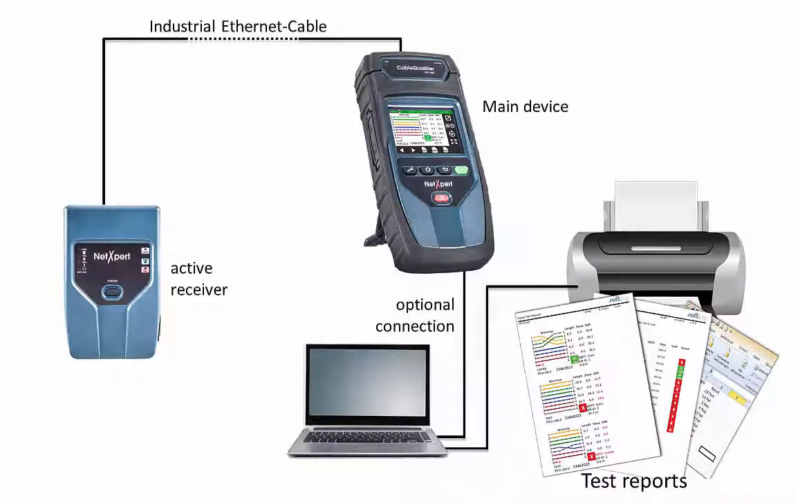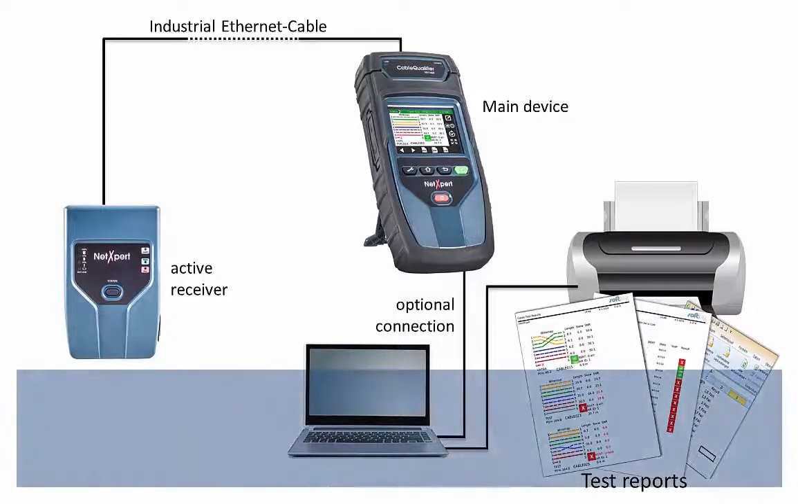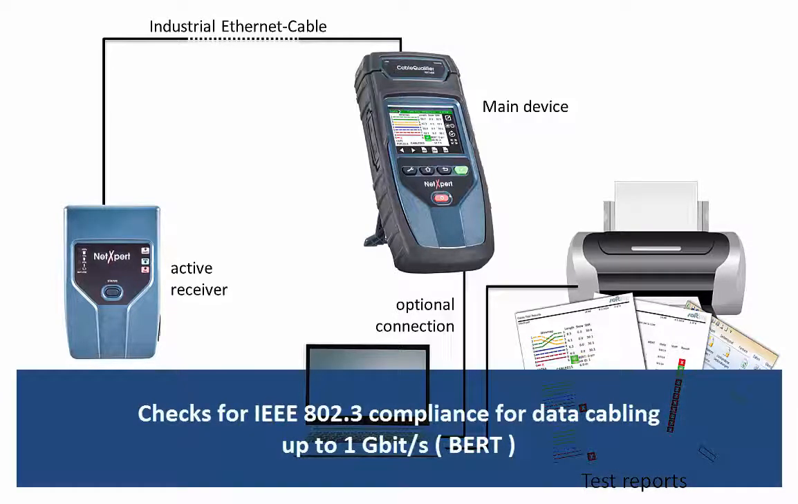Irrespective of the category of cables and connectors installed, a pass-fail result indicates whether the existing cabling can support data rates up to 1 gigabit per second. With the use of real data, the NetExpert 1400 performs fault rate tests in order to define whether 100 megabit or 1 gigabit can be transmitted without faults.